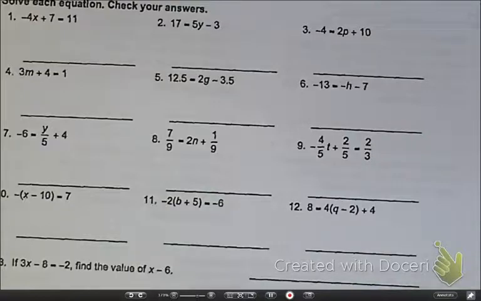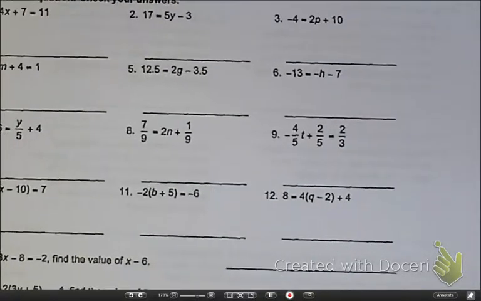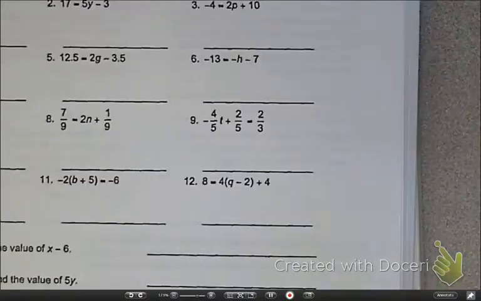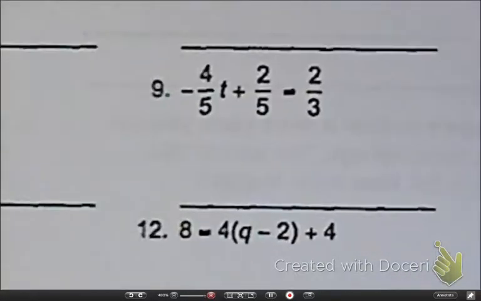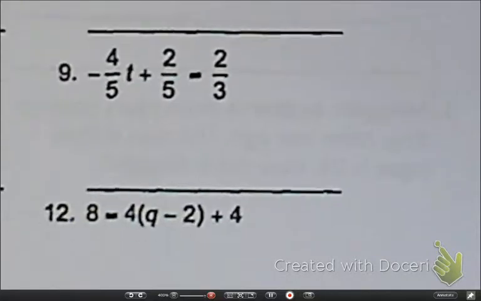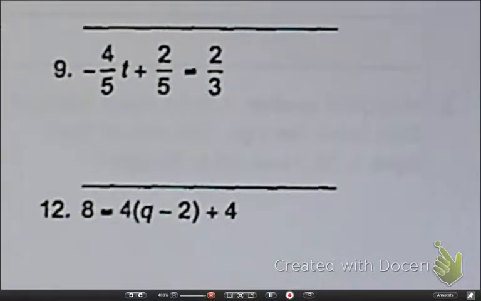So let's look at number 9 together. Number 9 looks like one of the more difficult ones on this page. So I'm going to zoom into number 9 for us. All right, so here we have number 9. I see fractions everywhere in my problem, but essentially I see negative 4/5 t plus 2/5 equals 2/3. And so I want to see what's happening to t. So I'm just going to write myself some notes over here.